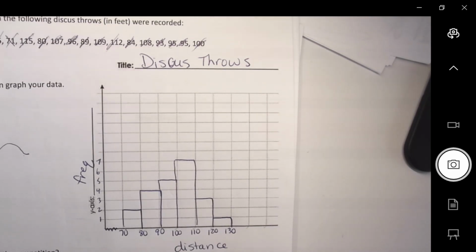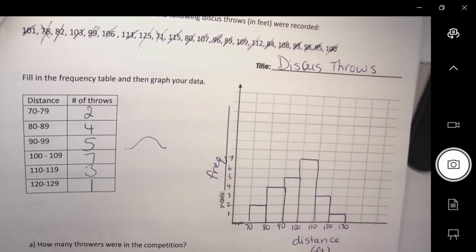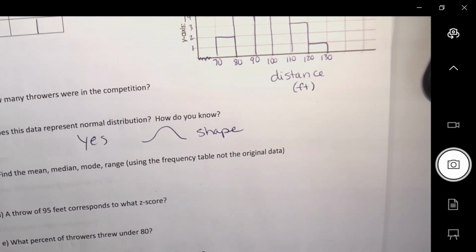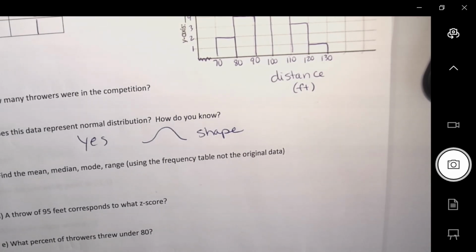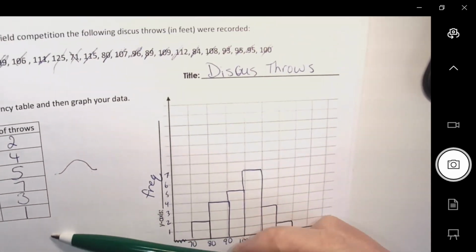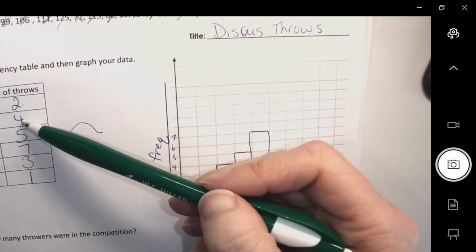Okay, so we already answered question B. Question B we answered, it was yes to normal distribution. How did I know? It made that shape. It went from low to high and back to low. How many throwers were in this competition? What would I do to figure that one out? Add the numbers here all up, or you can count every single one individually, but did you already say 22?